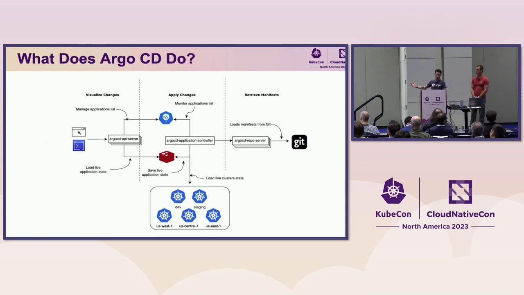And then next is the apply step, which you saw in the last slide again. So the application controller is the one that's actually performing the kubectl apply step. And it's also communicating with Kube API to store the live application and cluster state in Redis. And then it's monitoring those application CRs for changes. And then finally, the part that's most relevant to us today is on the far right, and that's the repository server, which is performing that Git clone that you saw before. And we're going to dive into a little bit more detail with that.